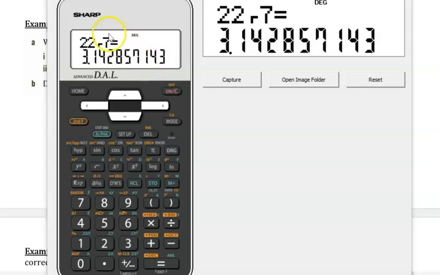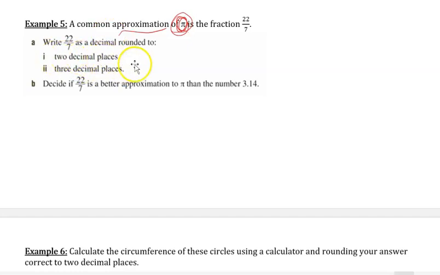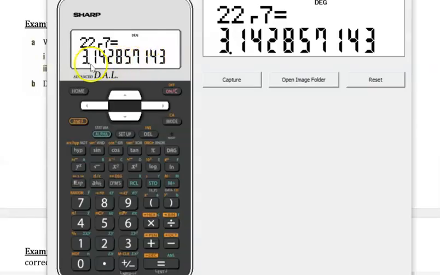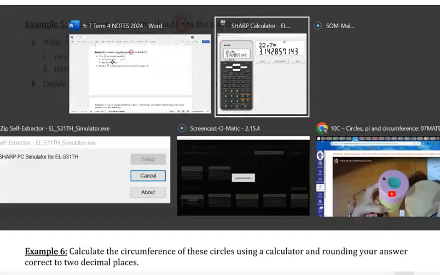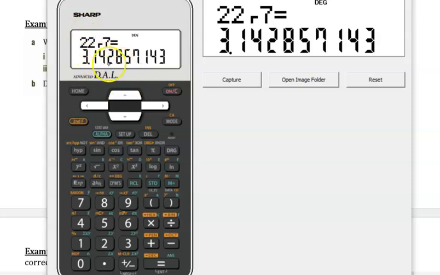So what are we actually asked to do? We are asked to write it to 2 decimal places. So if I use my calculator, 3.14, and the next digit is 2, so I would write that as 3.14. And then to 3 decimal places, we have to be a little bit careful because we have 3.142, but the critical digit, the next one, is 8. So that would actually be 3.143.